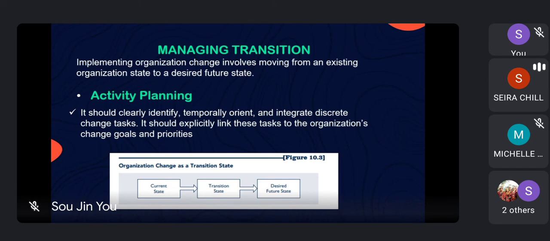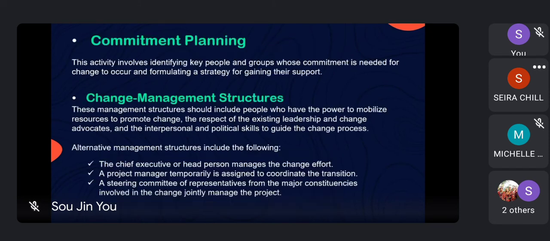Next activity is commitment planning. So dito naman, it involves identifying key people and groups whose commitment is needed for change to occur and formulating a strategy for gaining their support. So, ang commitment planning is generally part of developing political support as we discussed earlier. So, identifying key stakeholders and obtaining their commitment to change need to be made early in the change process.